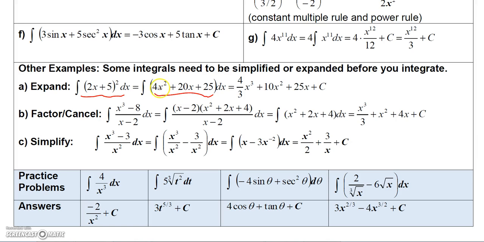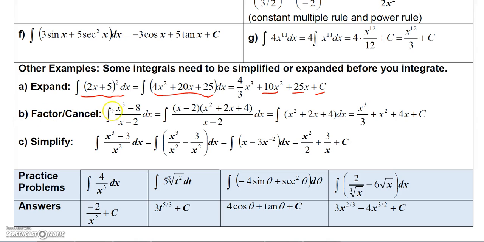And then I can integrate this term by term. So 4x squared integrates to 4x cubed over 3. 20x integrates to 20x squared over 2, which would just be 10x squared. And the constant 25 integrates to 25x. And then, of course, you add your constant.